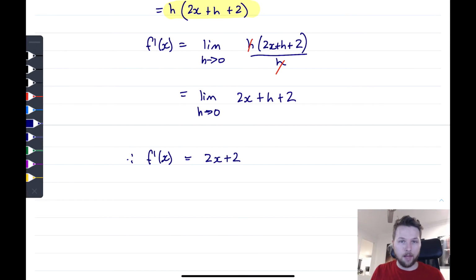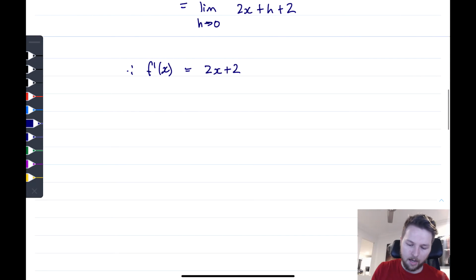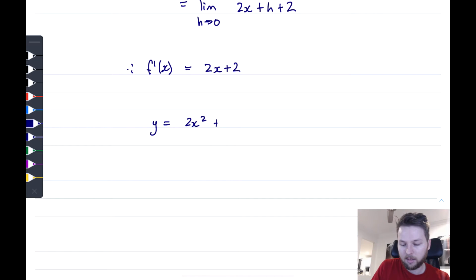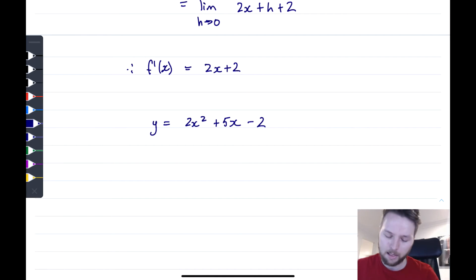Okay. A lot of stuff there. We're going to try with one more example before we go into some questions. Alright. Let's say that we're going to use y this time. y equals, let's say it's 2x squared plus 5x minus 2. Alright, so we've got another quadratic, but it's a little bit more complicated. We've got this constant term at the end, but you'll see it's all going to work out.